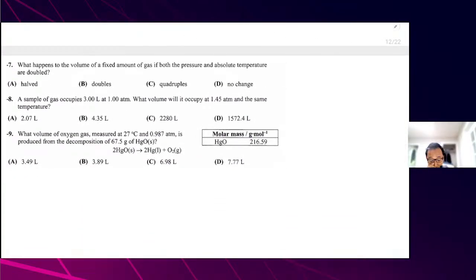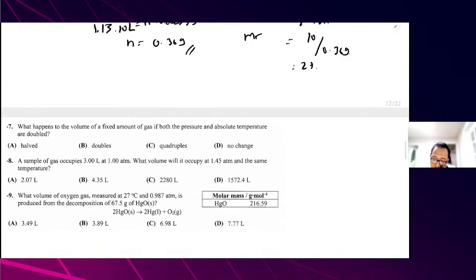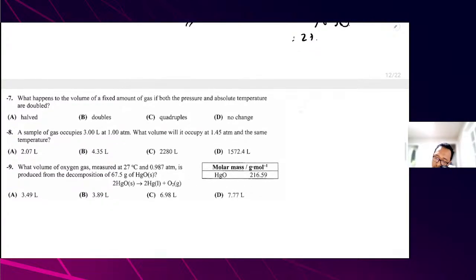What happens to the volume of a fixed amount of gas if both pressure and absolute temperature are doubled? The question is, what happens to the volume? I just want to double check: number 5 is A, number 6 is B. You know that PV = nRT. The question is the volume.